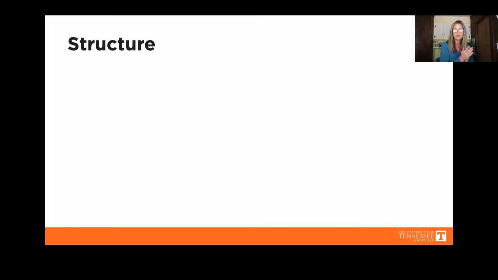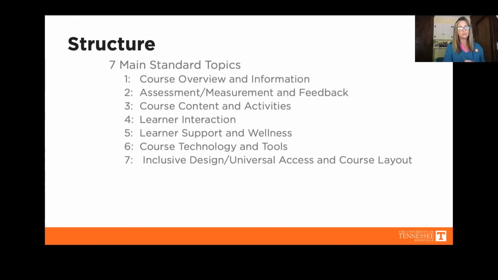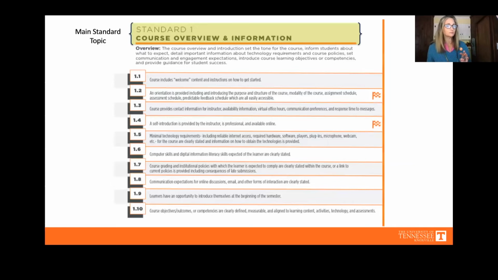Okay, so let's get started looking at the rubric and the structure of the rubric. There are 7 main standard topics, and each of these topics has an overview statement that explains the standard topic and what it covers. So these are the main standard topics, and we'll go into more of it. At the top, I've laid out a screenshot of one of the standards. This is a checklist, so this one doesn't include the annotations and examples, and I'll show that in just a moment.